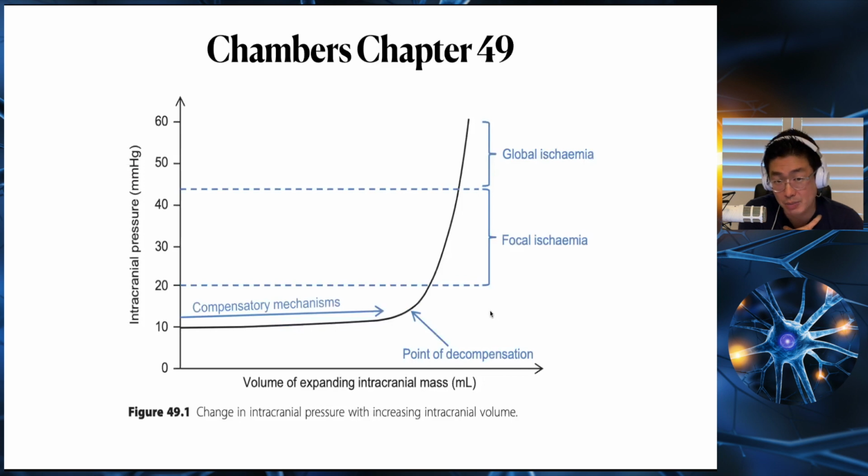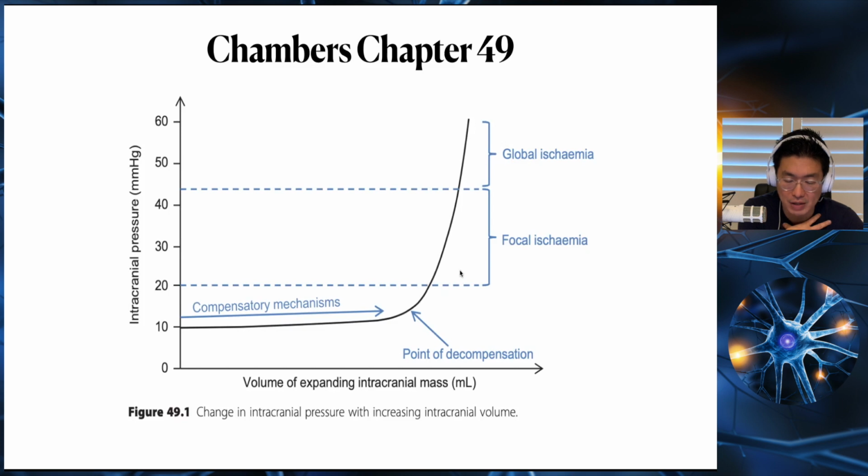This is the one from Chambers. So Chambers talks about intracranial pressure in millimeters of mercury. Note that previously, remember, parenchyma was in centimeters of water. This one's in millimeters of mercury. So this one here talks about compensatory mechanisms occurring up to a point. And then once you reach above 20 millimeters mercury, which is, I think, one of the key numbers that a lot of people talk about, where ischemia starts to happen.